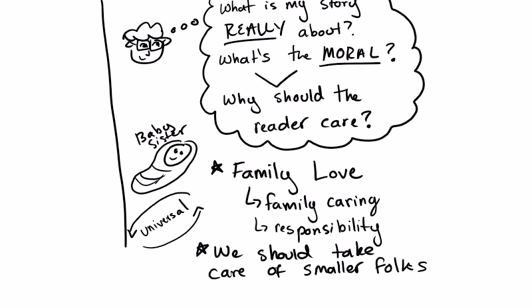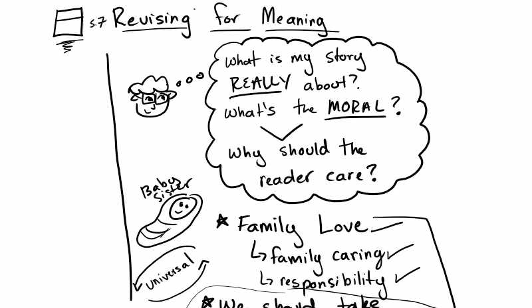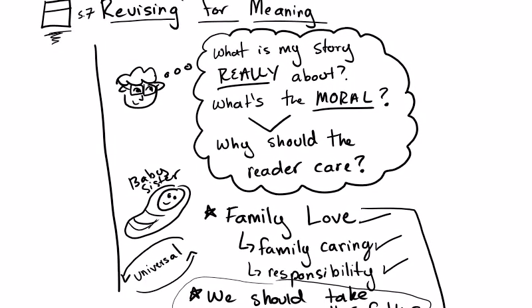Now that I know these things, now that I've thought through these, I'm ready to revise my story. When I change the words of my story, I want to change them so they're more about family love, so they're more about family caring and responsibility. And I want the end of my story to make the reader think, oh, we should take care of smaller folks. So when you revise for meaning, you should be asking, what's my story really about? What's the moral of my story? And why should the reader care?